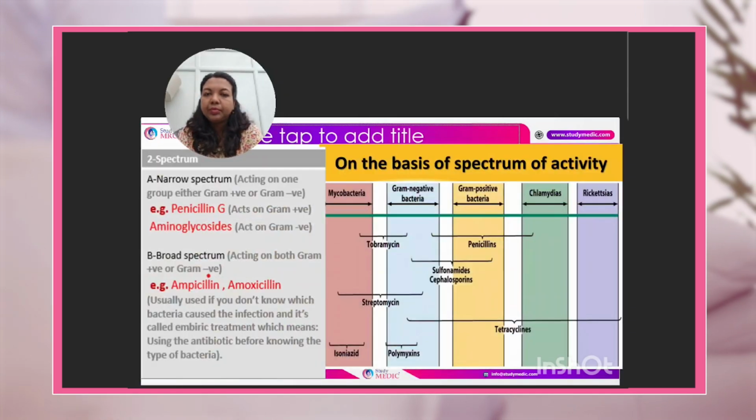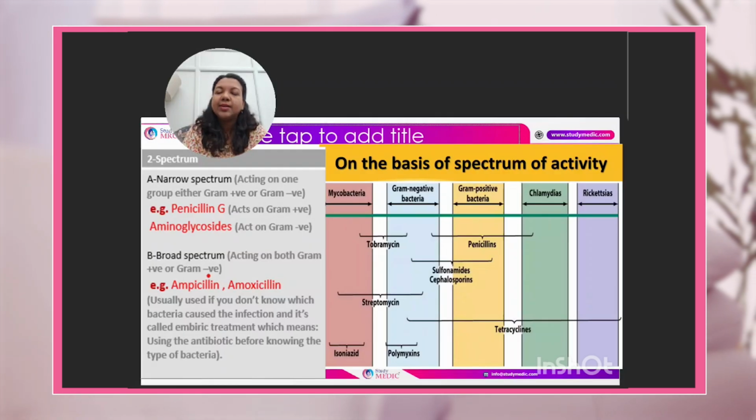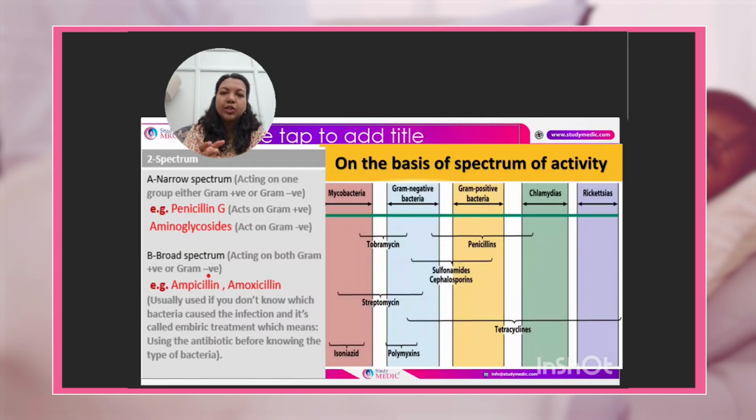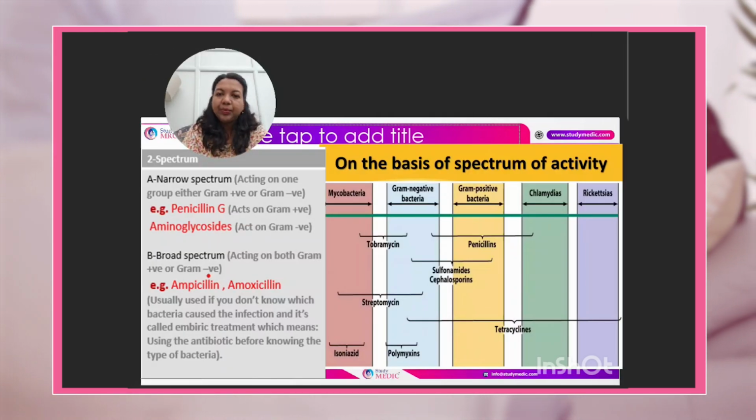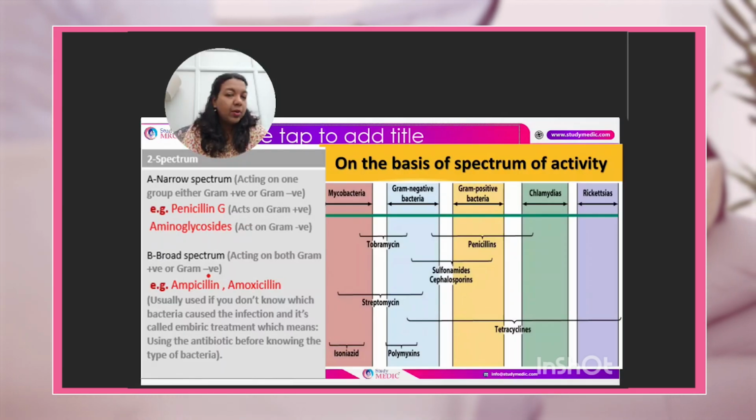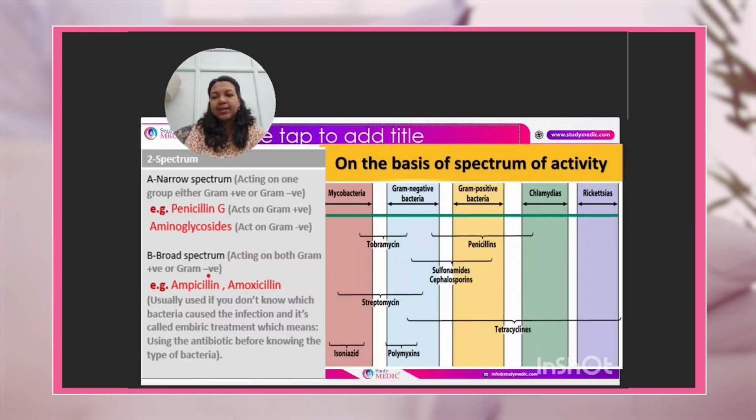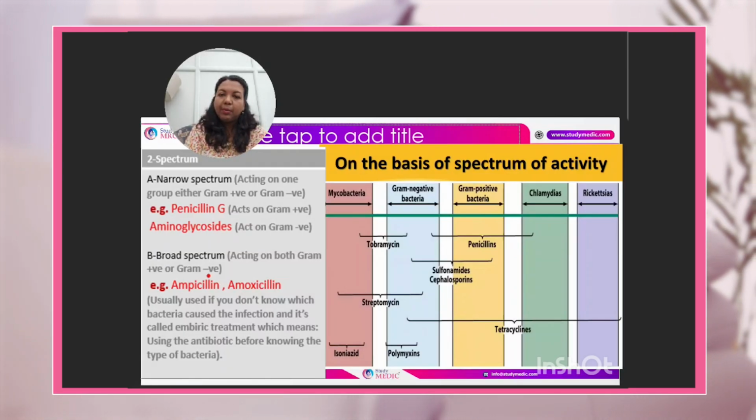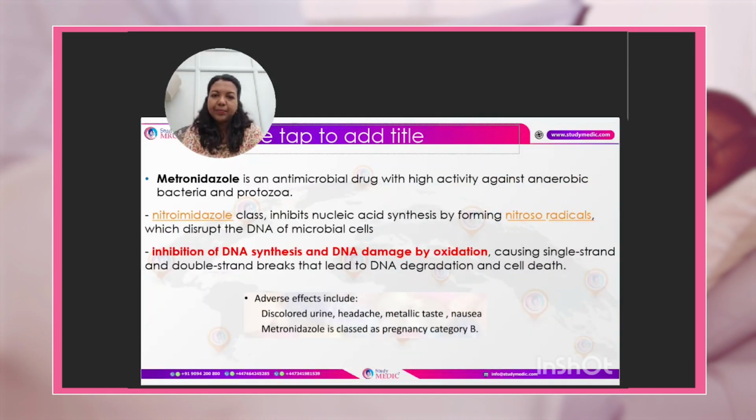So as I've mentioned, there are broad spectrum as well as narrow spectrum antibiotics. Narrow spectrum is effective against only one particular group, gram-positive or gram-negative microorganisms. This includes penicillin G, which is only active against gram-positive organisms, and the aminoglycosides against gram-negative bacteria. While the broad spectrum antibiotics cover both gram-positive and gram-negative organisms, like ampicillin, amoxicillin, and cephalosporins.